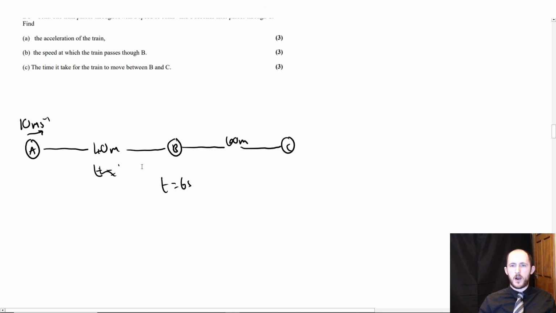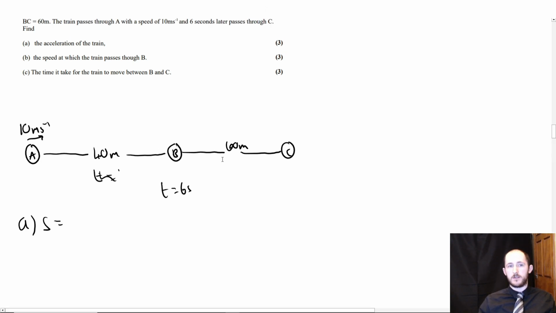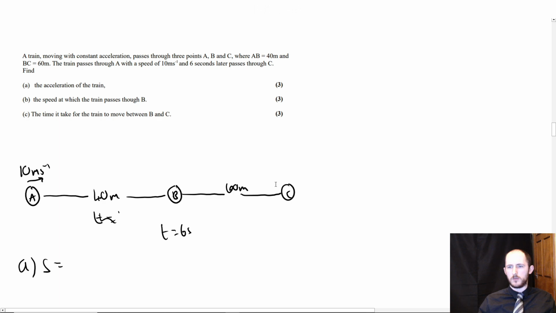So for part A, we're going to use SUVAT. What I'm going to use it for is the whole distance. The reason is that if I just do between A and B, I only have 2 pieces of information, the initial speed and the distance, which isn't enough to do SUVAT with. You generally need 3 pieces of information. So I'm going to use the full distance, which gives me 3 pieces of information.